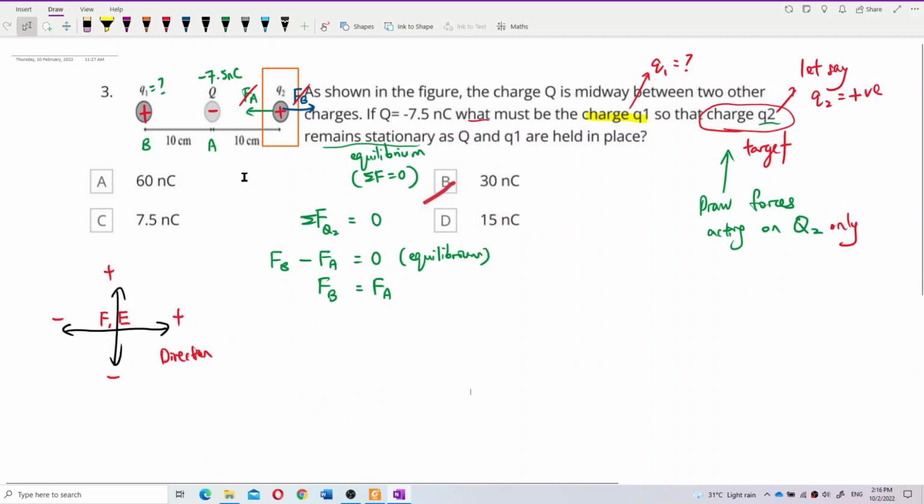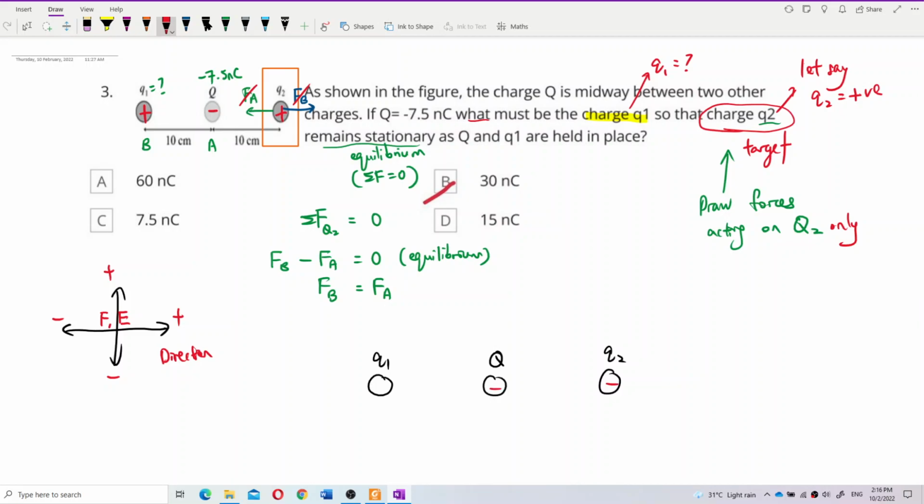Okay, so maybe some of you may wonder, what if Q2 is a negative charge? If you wonder like that, let me show you. Maybe I draw in another place. So this is Q, and then this is Q2, this is Q1. Let's say this is a negative charge. Just now, this one is A, this one is B.